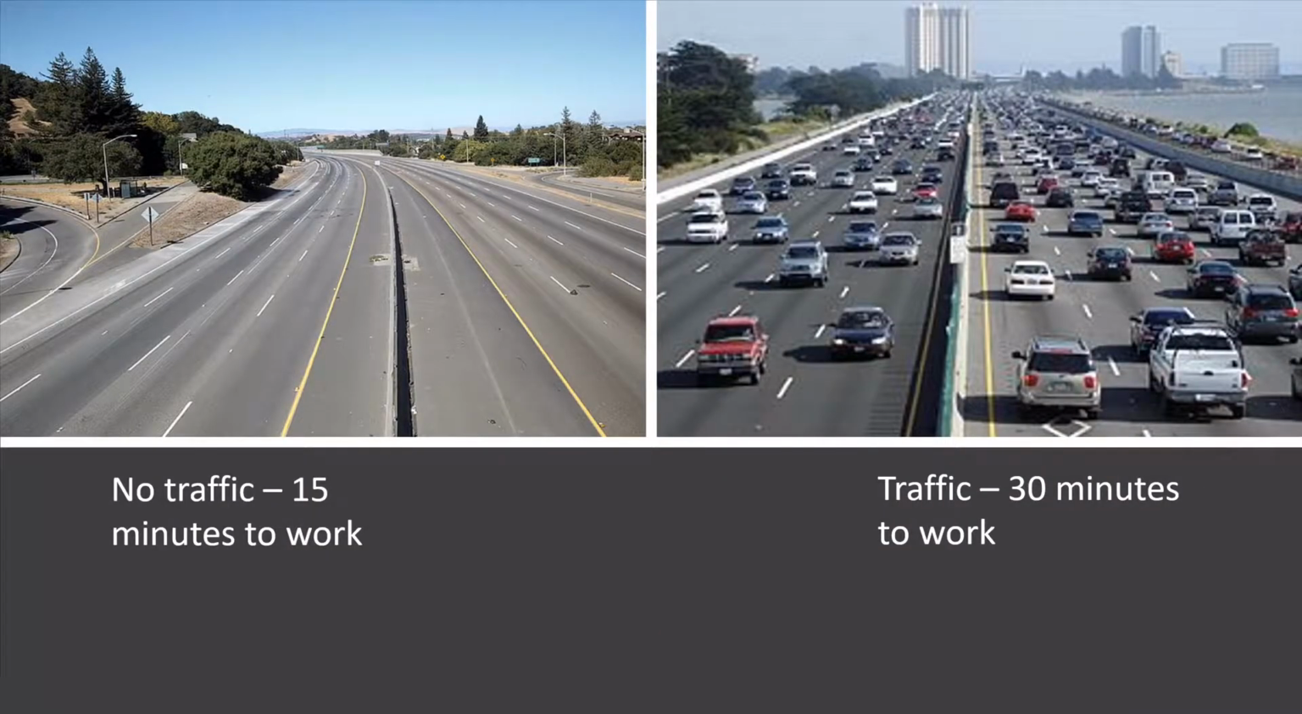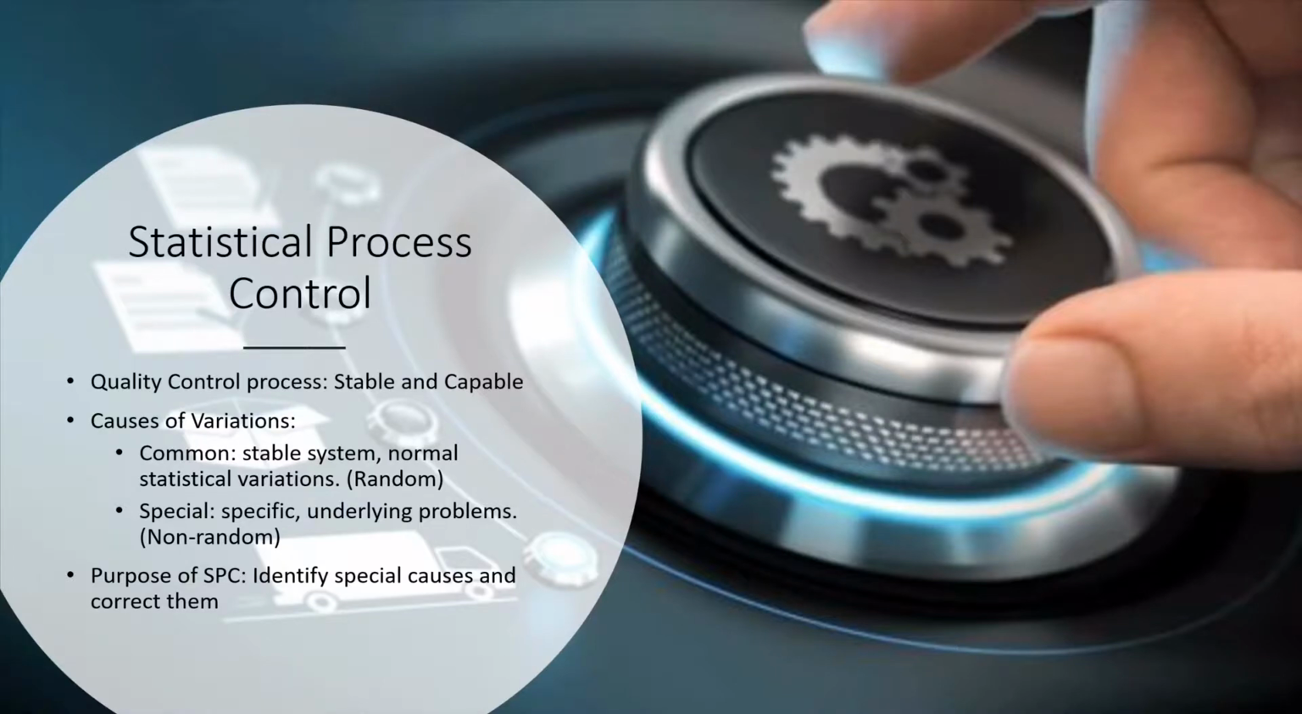For example, the time it takes you to drive to work each day will be slightly different based on the traffic. Traffic here is a common cause. The other cause for variation is called a special cause. These causes do not occur normally and are the underlying problems that need to be fixed.